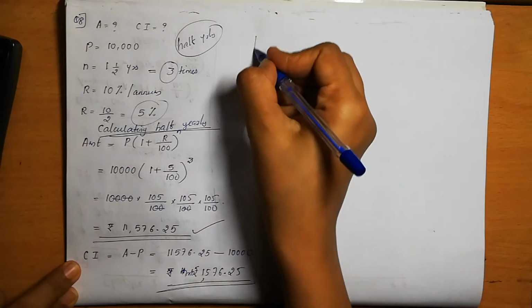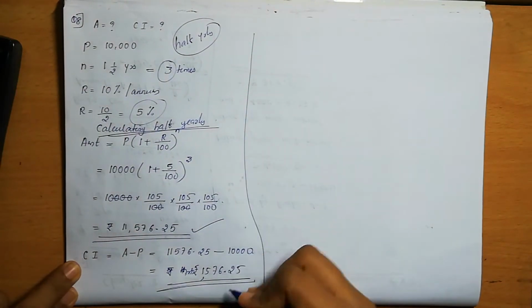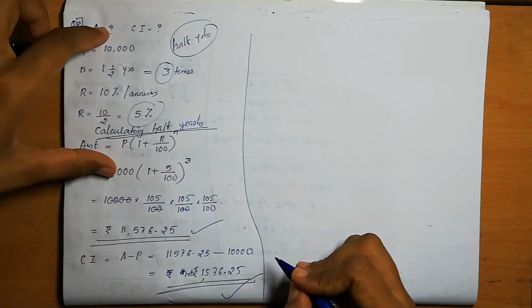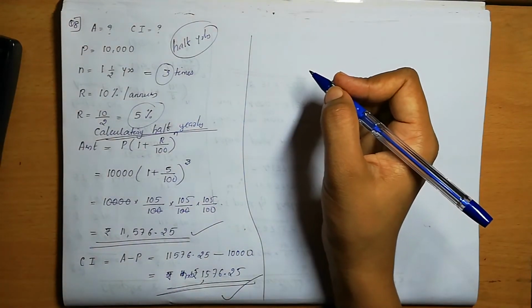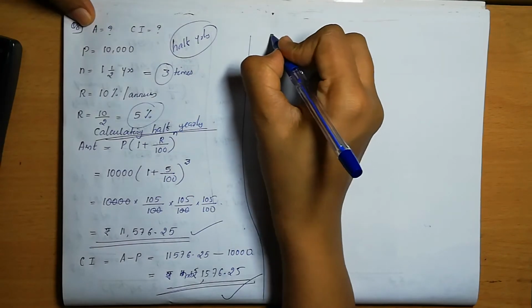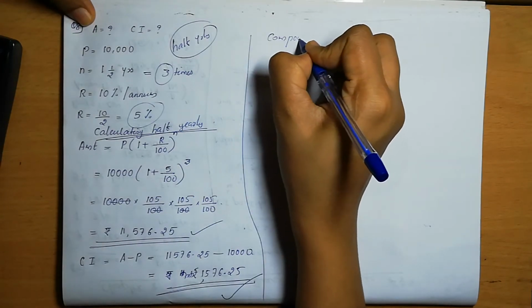So then we can go for the next part. So this is the main two parts. We are calculating on a half yearly basis. Next we need to check which interest is more, if it is calculating annually. Next we are checking compounded annually.